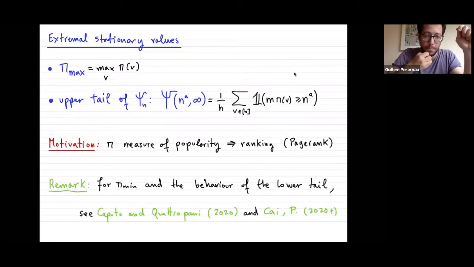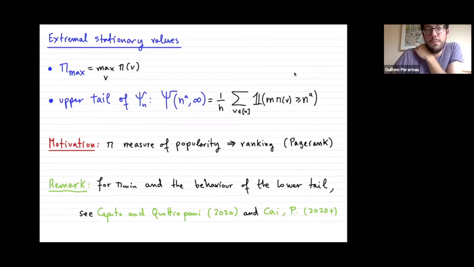Because they're going to be stationary values that are going to be 0 if you are outside the strongly connected component. But the minimum positive ones, the behavior of the lower tail, has also been studied by Pietro Caputo and Matteo Quattropani, who are also co-authors of this work, and by myself and Sai. So we started looking at the minimum stationary values, and then we decided to join forces to look at the maximal ones. But if anyone is interested, I think it's also a very interesting problem.